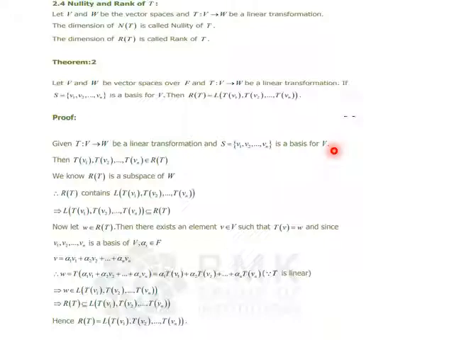Now v1, v2, etc., vn are all elements of V. So when I apply T, all those elements Tv1, Tv2, etc., Tvn will all be in the range space of T. So Tv1, Tv2, etc., Tvn belong to R of T. And just now we proved that R of T is a subspace of W. Therefore, R of T contains the linear span of all these Tv1, Tv2, etc., Tvn. So this implies that the span is contained in R of T. This is our first one.